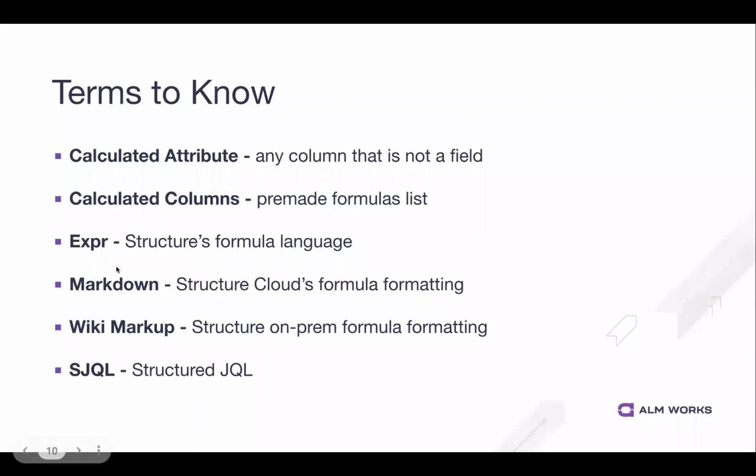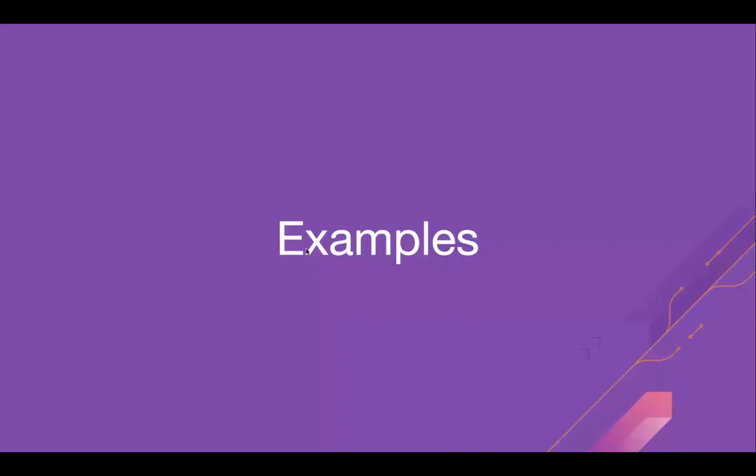And then we'll definitely talk about how to make things pretty. So Markdown is the cloud version, Wiki Markup is the on-prem version. We'll be working with Wiki Markup today, but these are actually rather similar. And then SJQL is not available on cloud, but we will be showing it on-prem today. There's a lot of really cool complex questions that we can answer with SJQL. It's basically Structure's extension onto JQL to give it some additional functionality. So we can just jump into some examples.